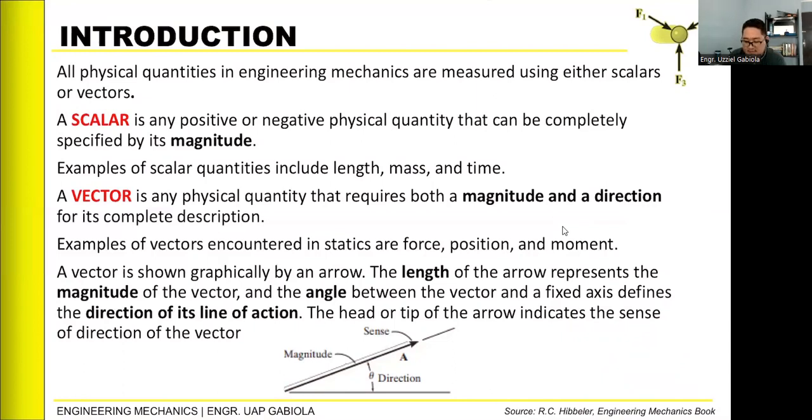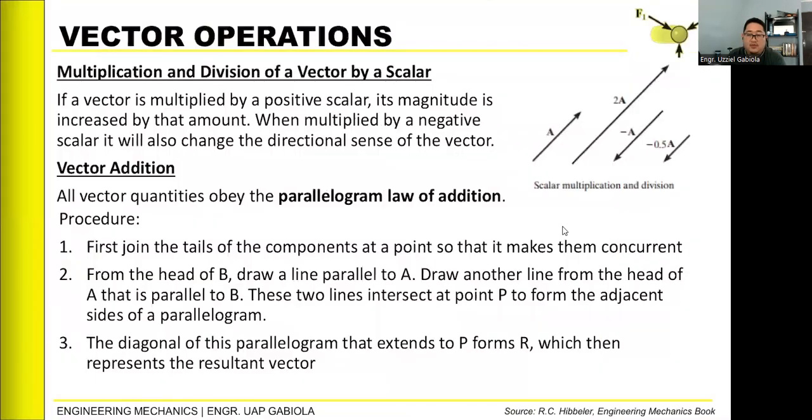So, when we see a force vertically upward, assuming a straight line, it means our force is going north. The arrowhead, the tip of the arrow, indicates the sense of direction of our vector. Okay? Then next, we also need to discuss the vector operations used for vectors.